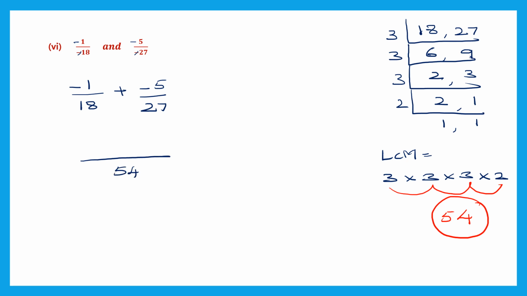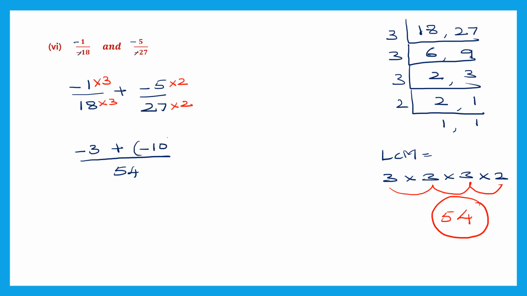Okay, now 18 into what is 54? 18 into 3. So we can multiply this also by 3. So minus 1 into 3 is minus 3. Plus 27 into what is 54? 27 into 2. So minus 5 into 2. Minus 5 into 2 is minus 10.